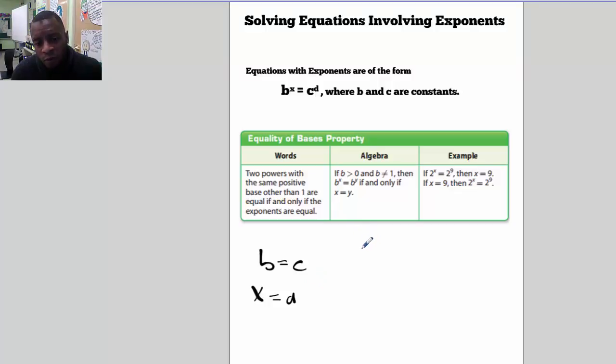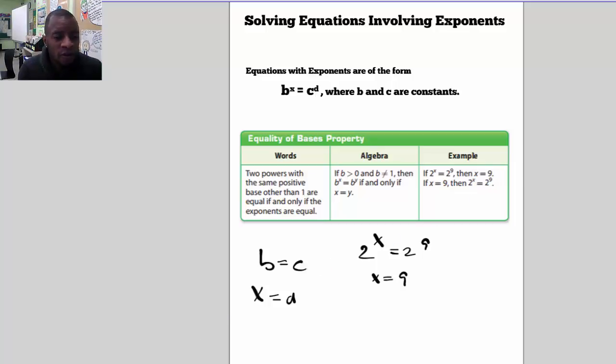So for example, if we have 2 raised to the power x is equal to 2 to the 9th power, then we already see that our bases are 2, so that must mean that x must be equal to 9 in order for these two statements to be equal to each other. And it must also work in the opposite direction. So if x is equal to 9, then 2 to the x equals 2 to the 9th must be true.